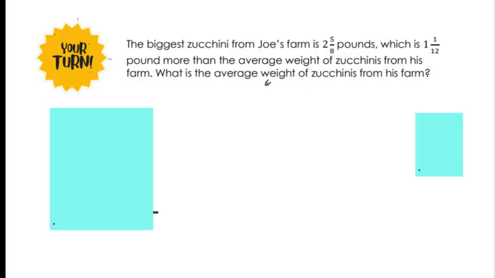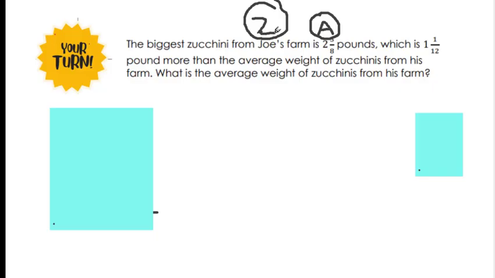Well, I like to draw pictures. I know in the lesson video she showed you a different way of making this easier, but what I like to do as well, you can choose what makes most sense for you, is kind of draw a picture. So his biggest zucchini, I'm just going to draw a big picture, is 1 1/12 pounds more than the average weight. So it's bigger, right? So the average one is smaller. Now these aren't exact sizes, but I'm showing you that this is his zucchini and this is the average one. This is the big zucchini.